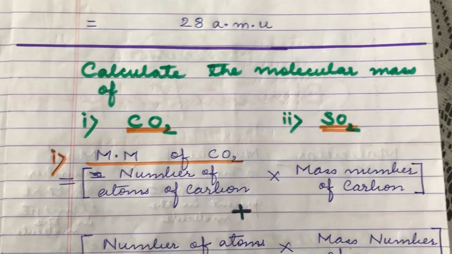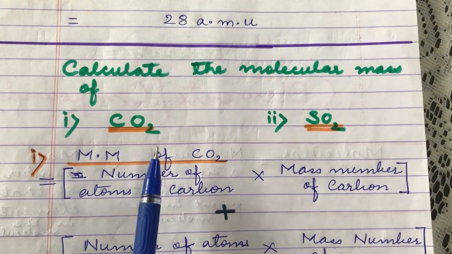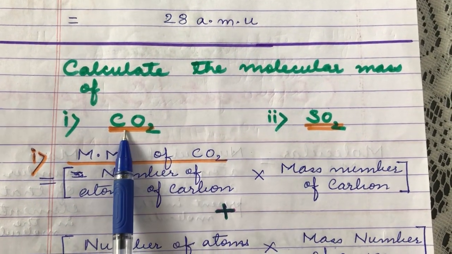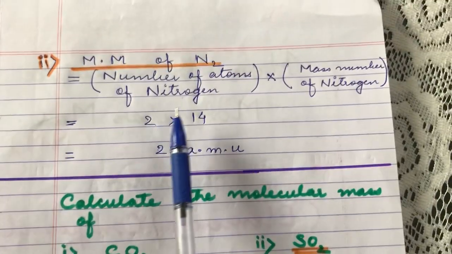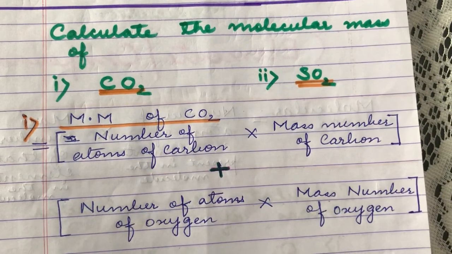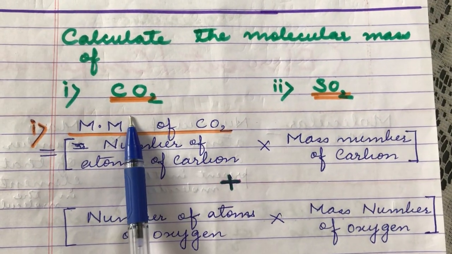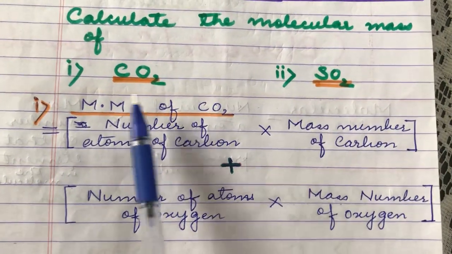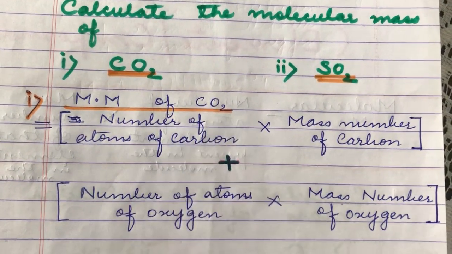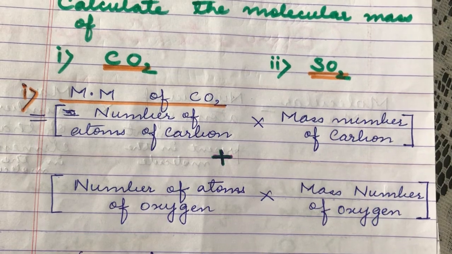Let's take up another example. Now we are taking examples of molecules where atoms are of different types. We had taken the examples of nitrogen and oxygen, where the atoms were of the same type. So let's take examples of molecules which are now compounds. So, the molecular mass of CO2, that is carbon dioxide. How do we do such a molecular mass calculation?